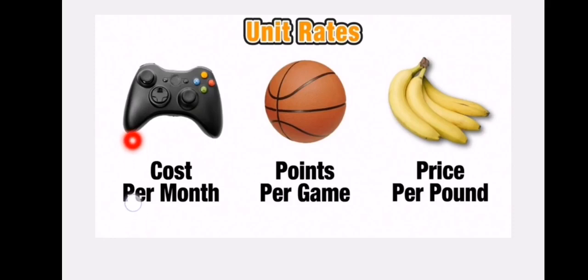Let's see more examples on the unit rate. If I'm comparing the cost of this object per month, what does per month mean? It means per 1 month. So this is a unit rate, and this is one way to write our unit rate. Here, number of points compared to 1 game. Per game means per 1 game. So it's a unit rate. The price of the banana compared per pound means per 1 pound. So it's a unit rate. So remember that in the unit rate, always the second number, the second term, the denominator, always is 1.